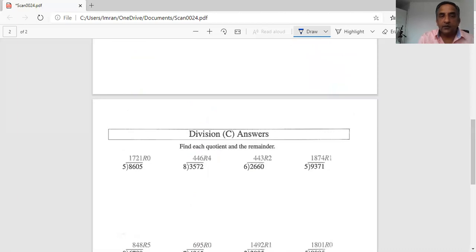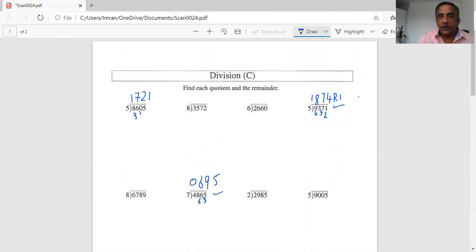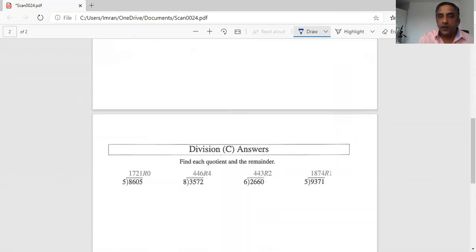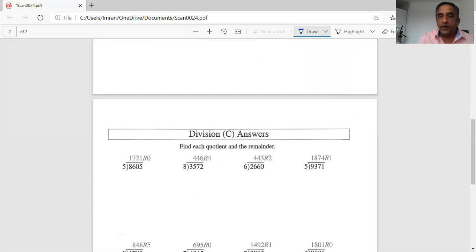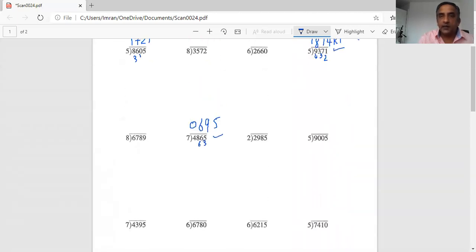It is 1721, R0. R0 means remainder 0. Obviously, there was no remainder, so there's no need to write R0, but anyways, remainder 0. Now, if we talk about the next question, which we did, that was the fourth question. The answer which we got was 1874, remainder 1. So we can quickly check the answer. 1874, remainder 1, right? So this is the answer here.